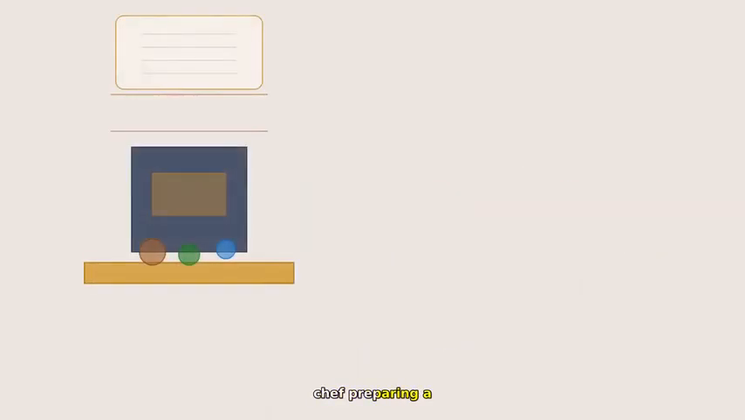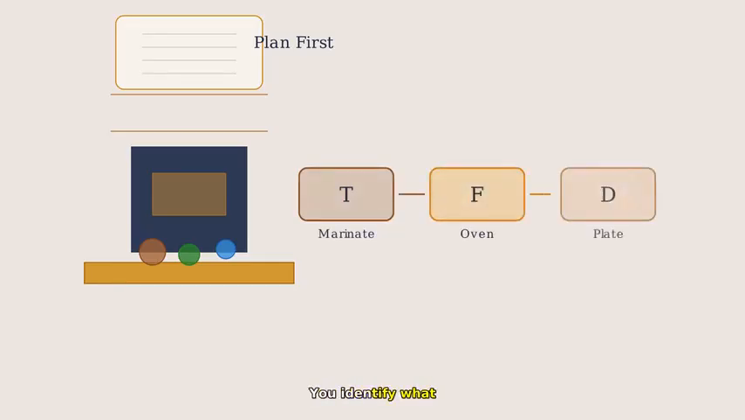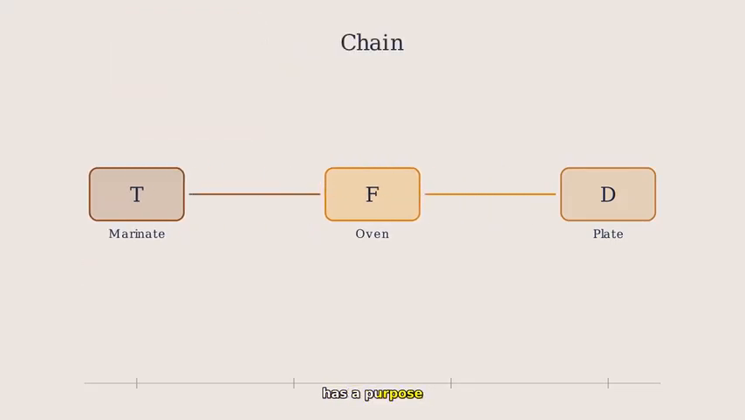Imagine you're a chef preparing a tasting menu for a dinner service. You don't walk into the kitchen and just start cooking. You plan the menu first. You identify what needs marinating, what needs long preparation, what goes in the oven first, what gets plated last. Every step has a purpose and a place in the sequence. Mapping a task to a chain works the same way.